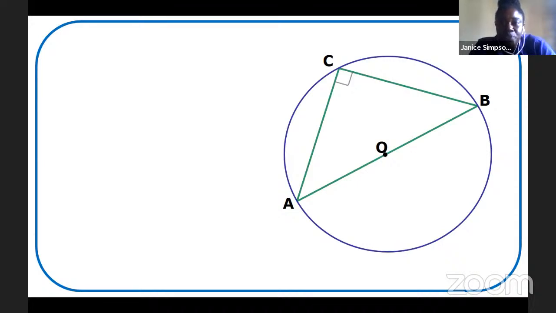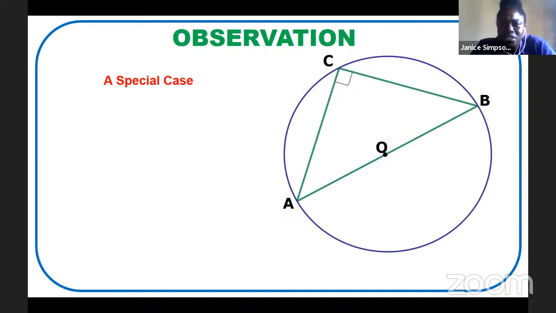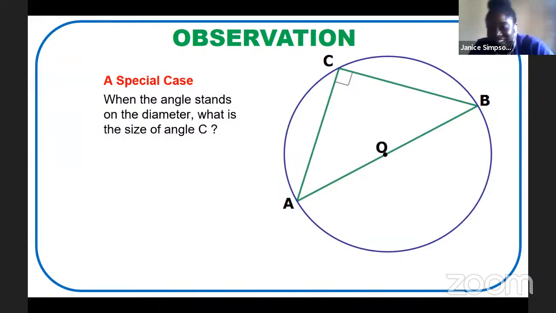All right, so this is another orientation of the same diagram. Can you tell me which angle in this diagram measures 90 degrees? C. All right. What else gave it away? Apart from the fact that it's at the circumference standing on the diameter, is there anything else you see? The little box, good. That little box is usually used to indicate a measure of 90 degrees.